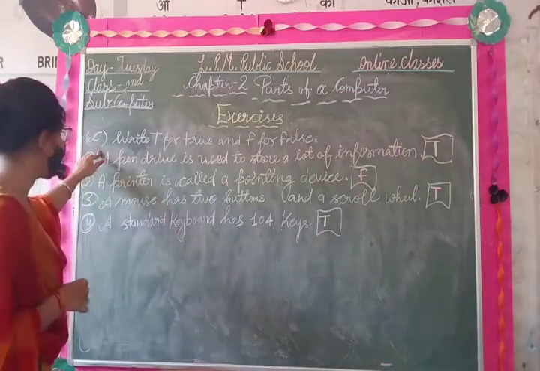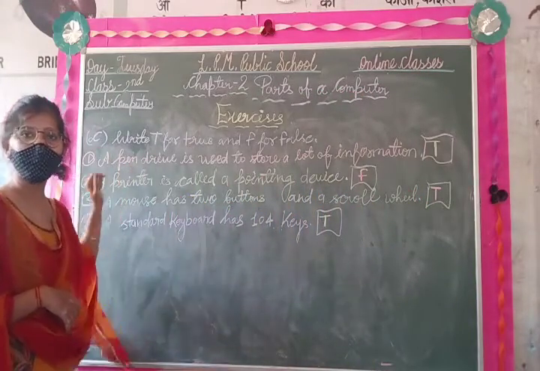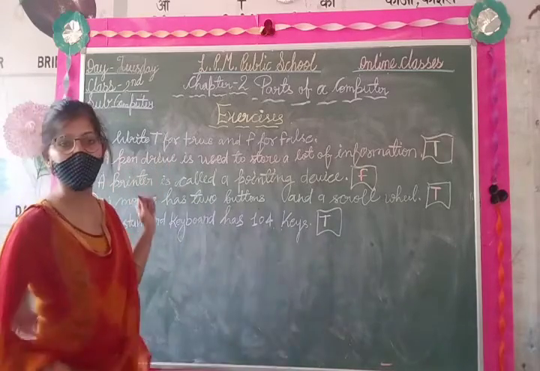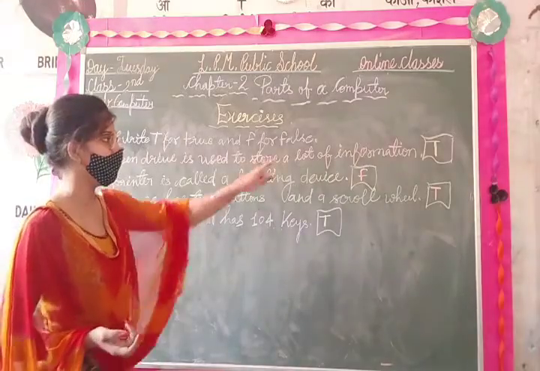Now again we are going to revise this question. Question number C: write T for true and F for false. Question number first: a pen drive is used to store a lot of information. As we know very well, it is true.